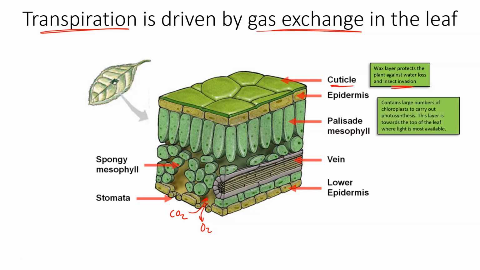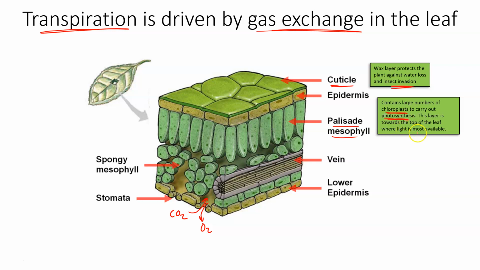Next, you have a layer called the palisade mesophyll. This is the upper mesophyll. Mesophyll being kind of this entire interior portion of the leaf. But the palisade mesophyll is going to contain large numbers of chloroplasts, which are those organelles that are responsible for photosynthesis. And so if you have a large number of these chloroplasts, you're going to be able to carry out photosynthesis in a very efficient manner.